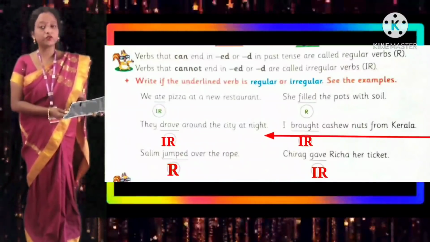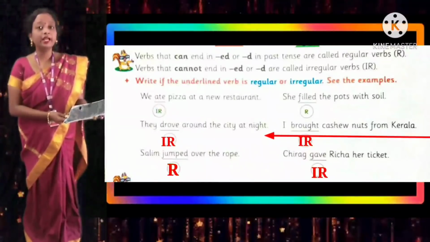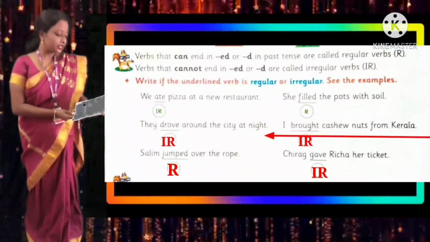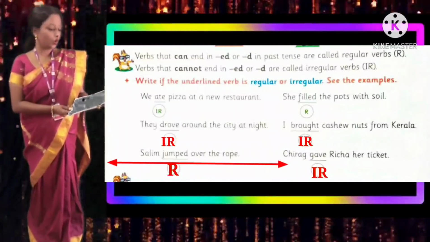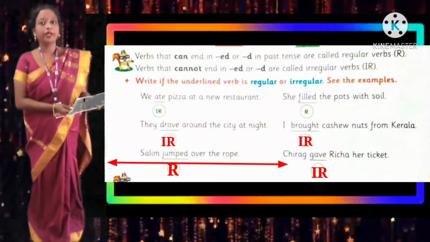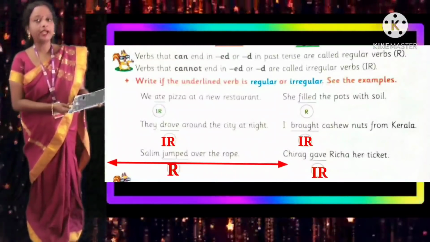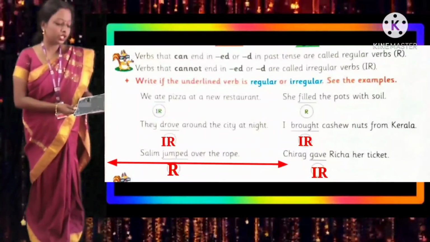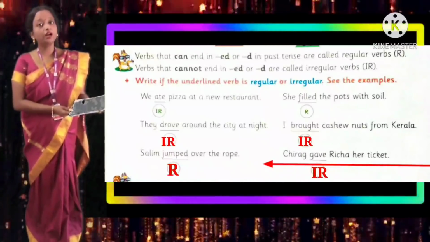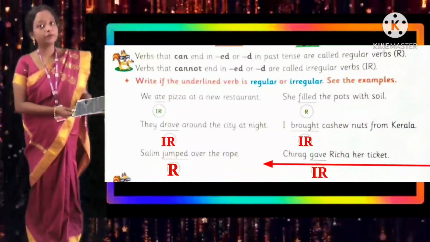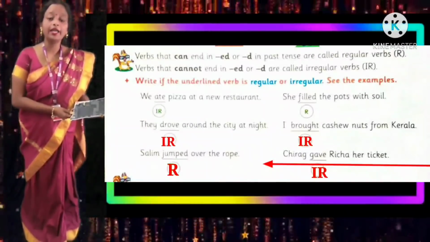I brought cashew nuts from Kerala. It is an irregular verb. Salim jumped over the rope. It is a regular verb because ed is added in the word jump. Chirag gave Richa her ticket. So here give becomes gave. So it is an irregular verb. So we have to write there IR.